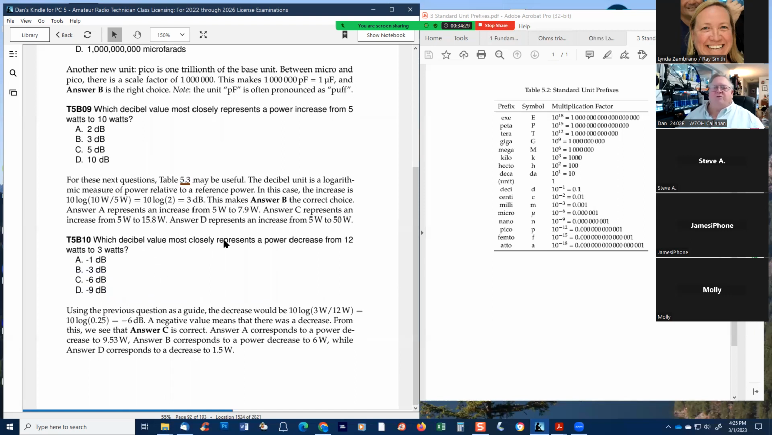Which decibel value most closely represents a power decrease from 12 to 3 watts? Well, I can say 12, I cut it in half, that's 6, cut it in half again, that's 3 watts. Every halving is 3 decibels. So I come up with minus 6 decibels, which is the correct answer.